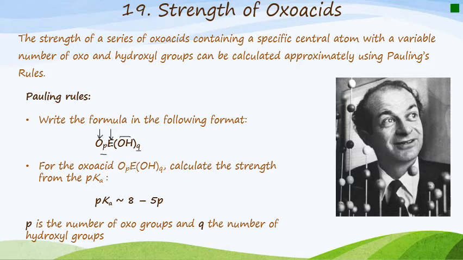All right. So how do we then calculate the strength? We can use Pauling's equation that he developed. It's an approximation. It's not an exact calculation. And it says that the pKa is approximately equal to 8 minus 5p. Okay. Remember, it's p from this formula here. All right. So p is the number of oxo groups. q is the number of hydroxyl groups.